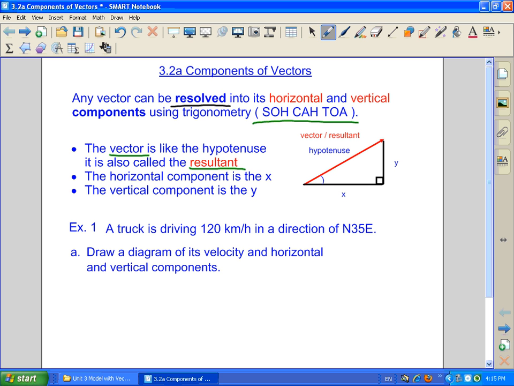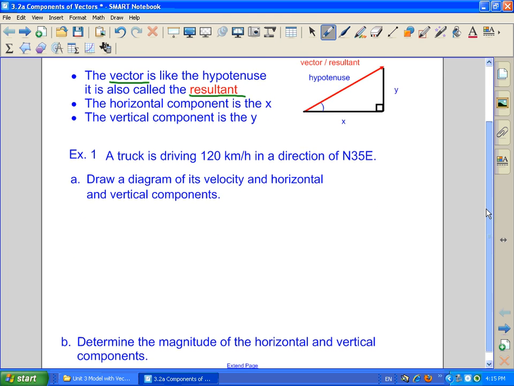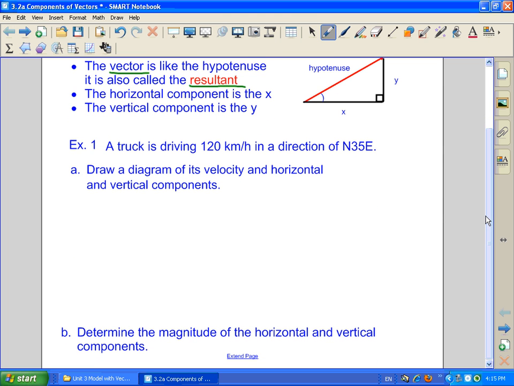All right, let's take a look at an example here, guys. Example 1. A truck is driving 120 kilometers in the direction of north 35 degrees east. Draw a diagram with its velocity and horizontal and vertical components.